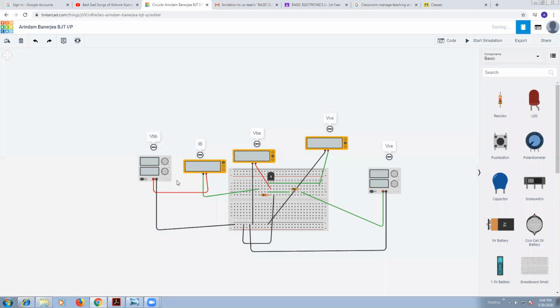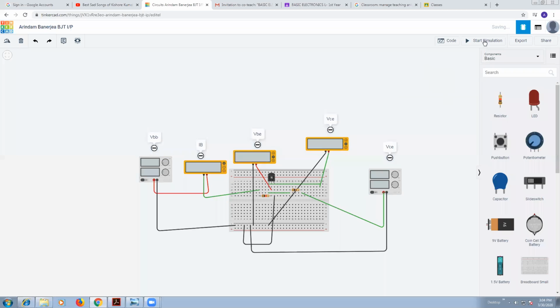Go to the input side. Vary the VBB. No, I mean initially we have to keep it at 0 volt. Then we have to set this to 6. Then we have to start the simulation. It is already saved. Don't go there.